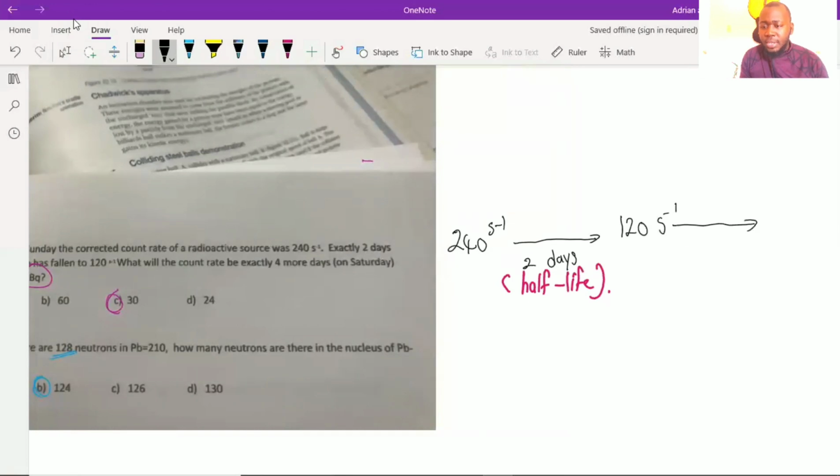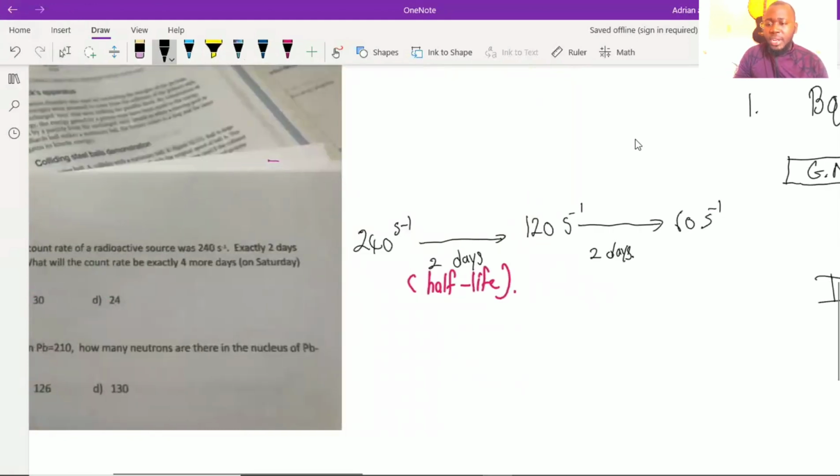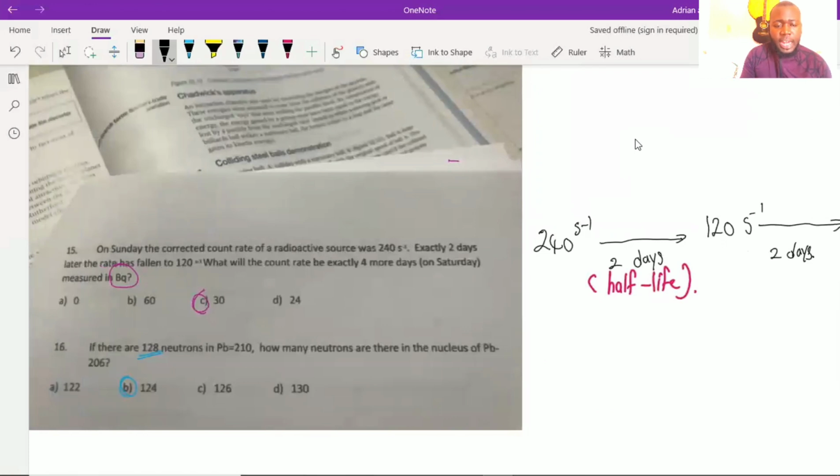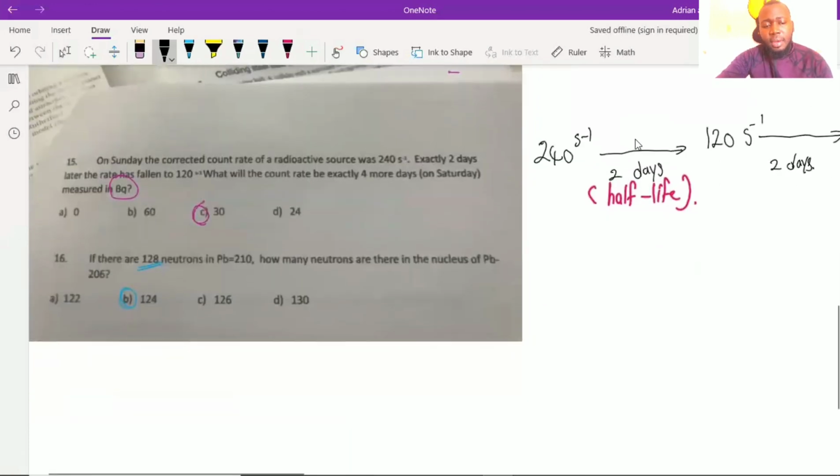So after the next 2 days, it's going to decrease by half again. What's a half of 120? It is 60. And then over the next 2 days, it's going to decrease again. And what's a half of 60? It's going to be 30. So in the 4 days to come, it would decrease to 30. And that's why we have the answer being C there.